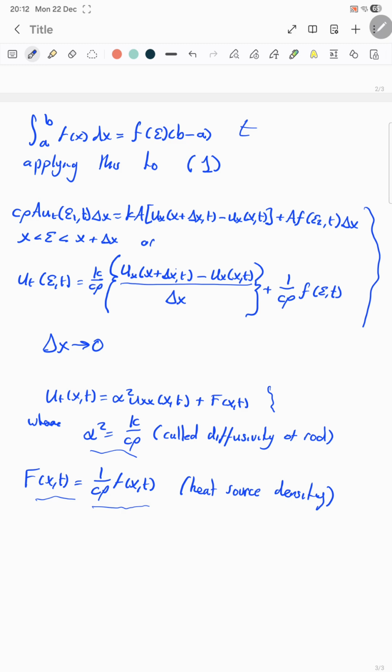Where in this case I've switched notation from u_xx. I've switched the notation here as such, as this is the second derivative of u with respect to x, and I'm going to keep this notation throughout these talks on engineering mathematics.